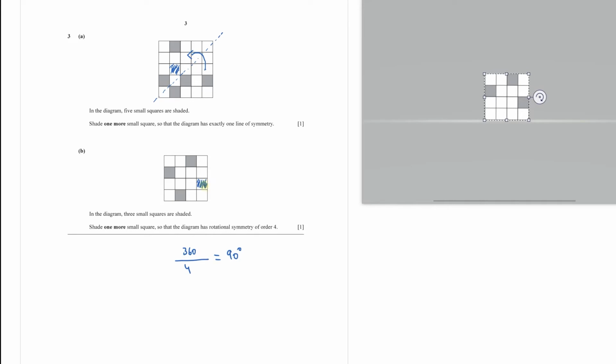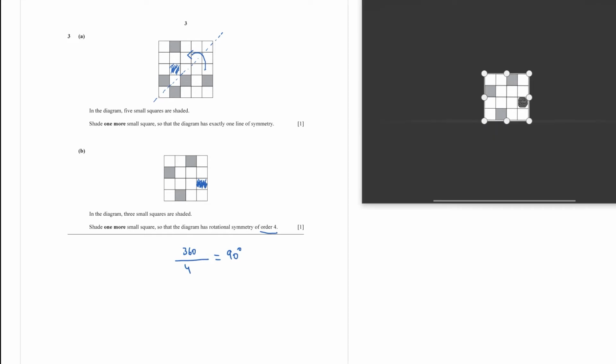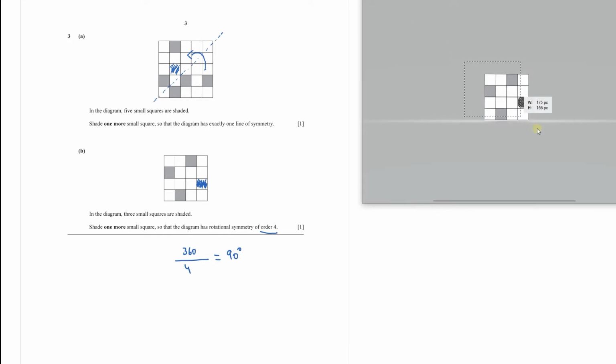And once you have shaded the box, you can confirm whether this diagram has rotational symmetry of order 4. So let me bring this back to its original position at 0 degrees without any rotation. And then I will shade the box. So we shaded this one. So let me shade this here as well. So now this should have rotational symmetry of order 4. That means this pattern will repeat after every 90 degrees.